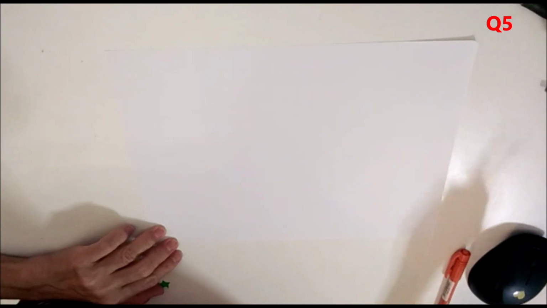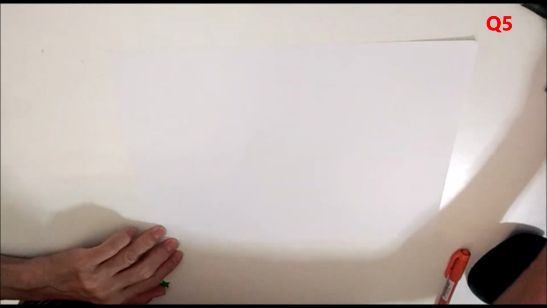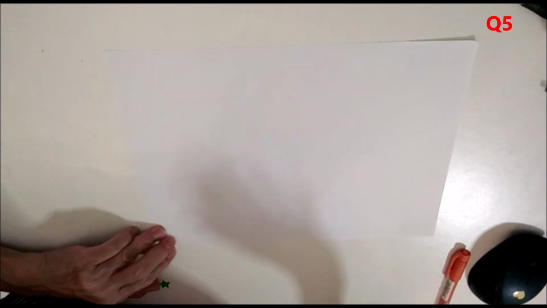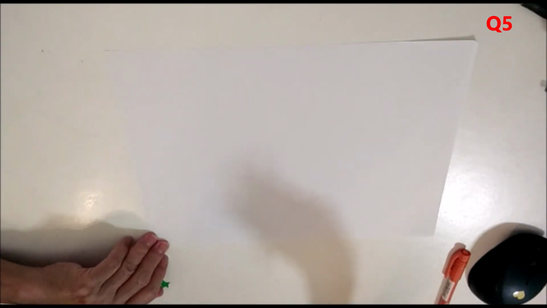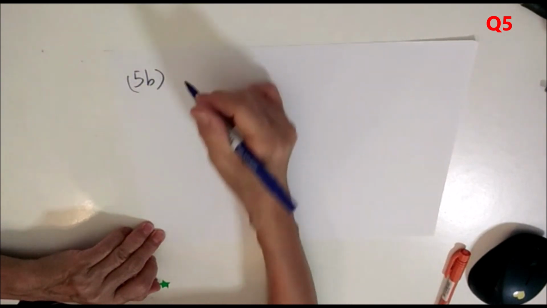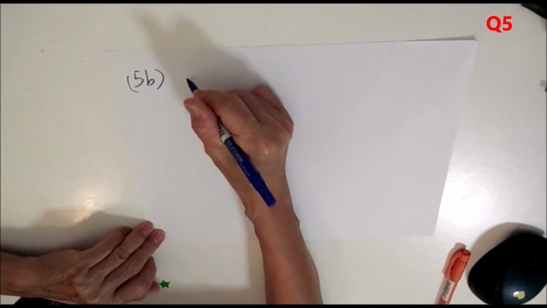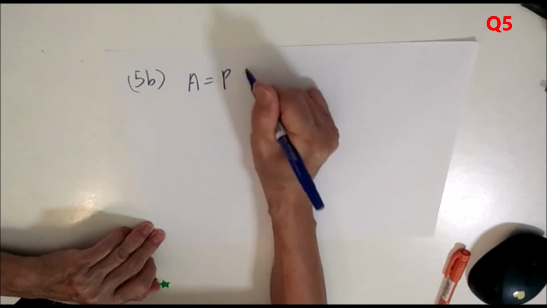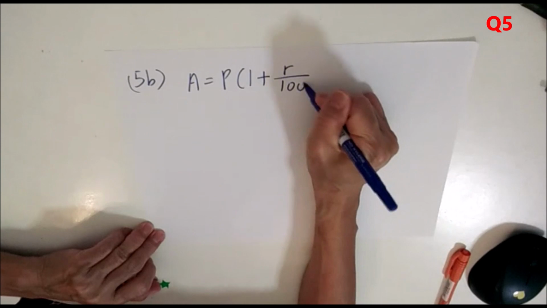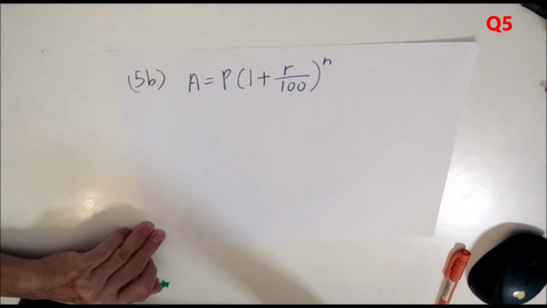Broderick, Paper 1, question 5b. This question is on compound interest, so the first thing you should do is to bring in the formula. 5b, and the formula that is given in the exam paper is A equals P times (1 plus R over 100) to the power of n.